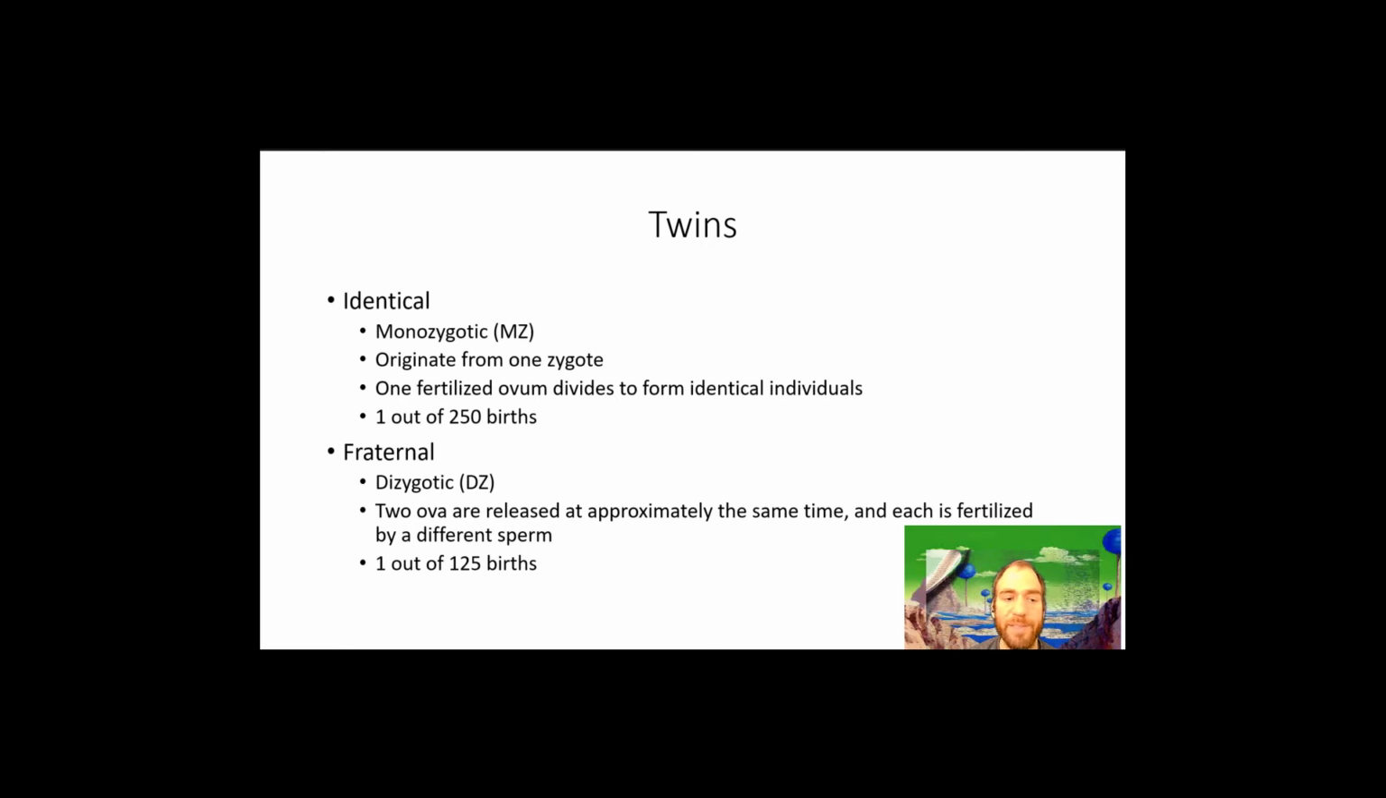Fraternal twins, again DZ, a simple way to get around having to say the word, result from two ova released at approximately the same time, and each is fertilized by a different sperm. This occurs 1 out of 125 births. So one fertilized ovum divides to form identical individuals, versus two ova. And so that's why you can have fraternal and identical twins.